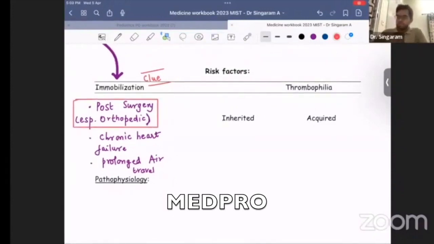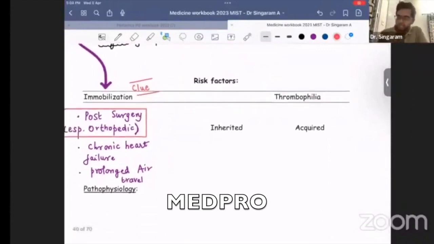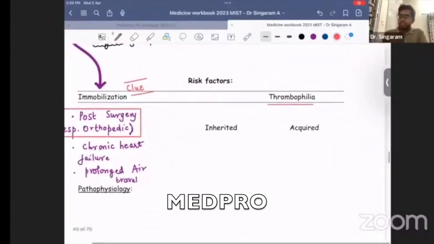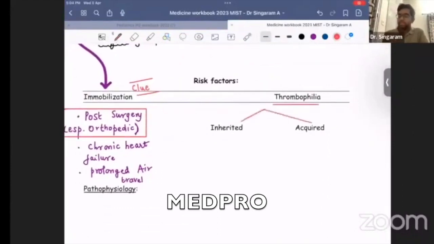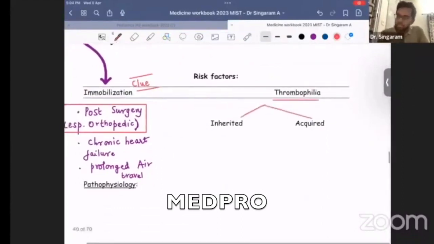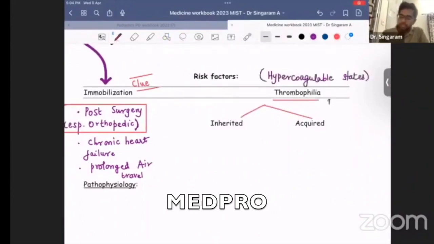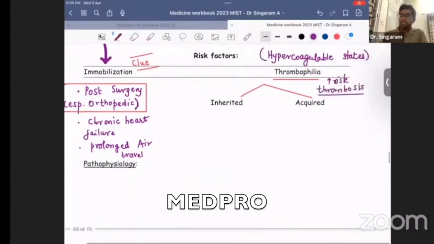Next thing you have to remember is inherited conditions called thrombophilia conditions. It can be inherited or rarely acquired also. A condition called hypercoagulable states, where the patient has an increased risk of thrombosis. That means the patient has a tendency to develop a high amount of thrombus in the circulation, and that can result in thromboembolism also. What are these conditions?